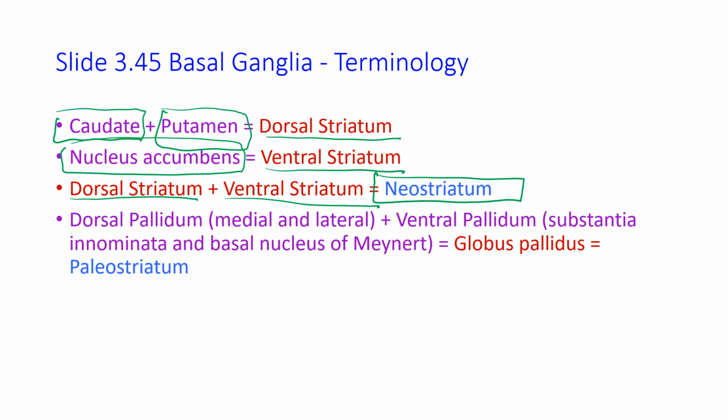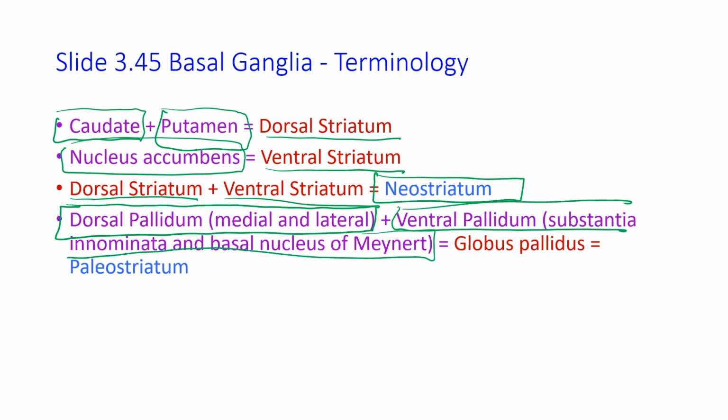Then we can start all over. Based on its location, we have a dorsal pallidum. And the dorsal pallidum is going to have a medial and a lateral section. Based on the position, we can have a ventral pallidum. And the ventral pallidum is going to be made up of two very, very small areas: the substantia innominata and the basal nucleus of Meynert.